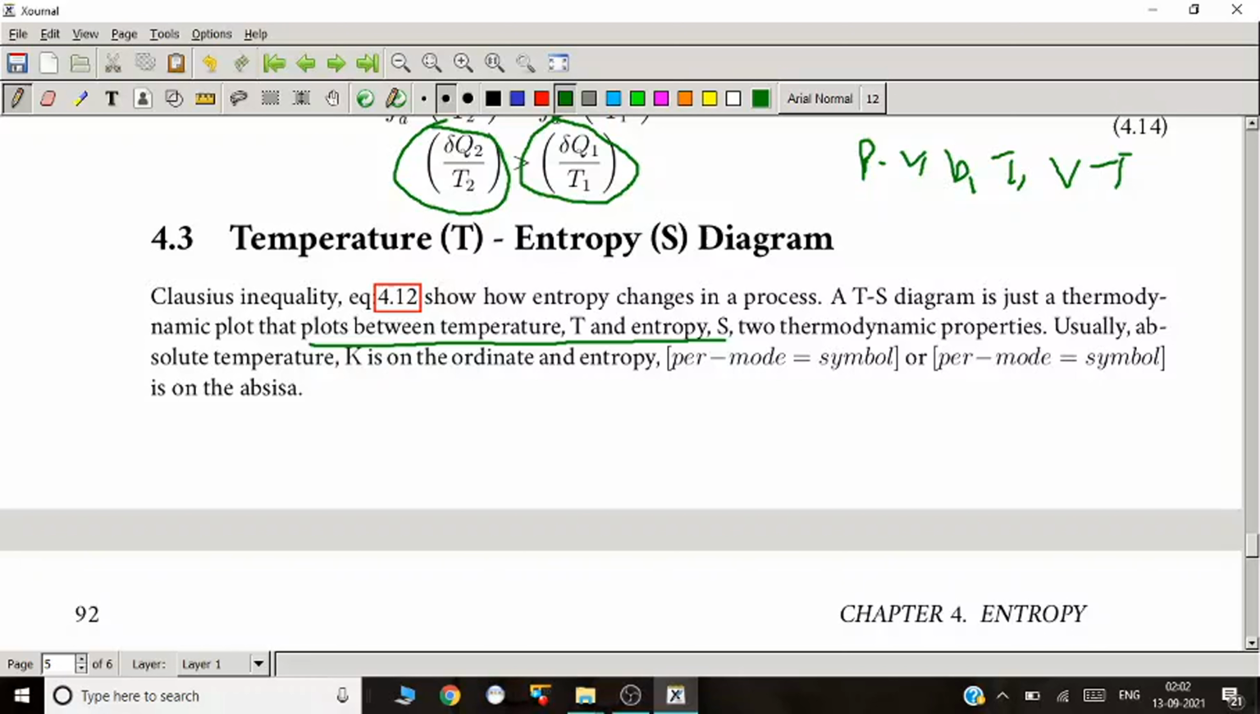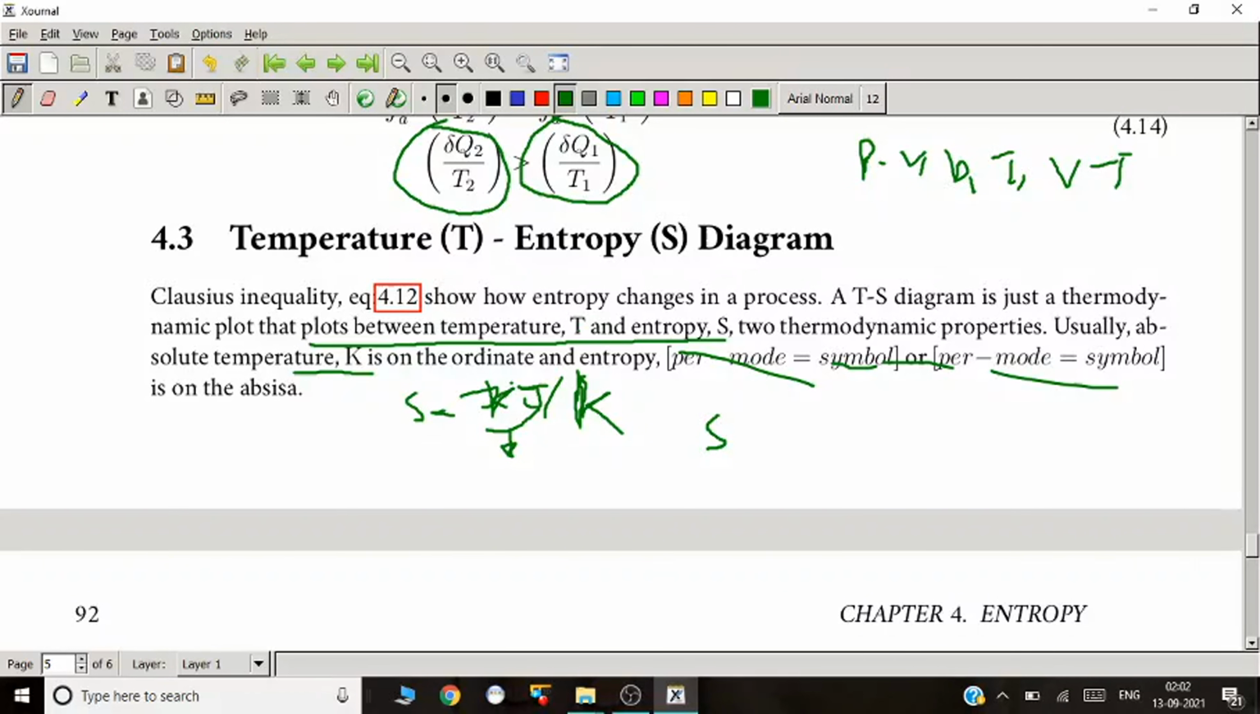So in case of temperature, we use the absolute temperature scale, and in case of entropy, the unit is usually kilojoule per kilogram. Sorry, kilojoule per Kelvin. Kilojoules come from the unit of heat, and Kelvin comes from the unit of temperature.